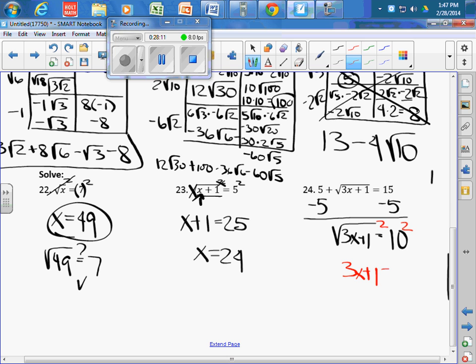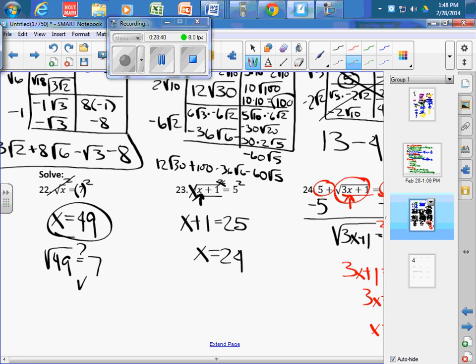Remembering, squaring both sides is the second thing on the list. 3x plus 1 is equal to 100. 3x is equal to 99. x is equal to 33. So what's 3 times 33? 99. Plus 1 is 100. The square root of 100 is 10. Plus 5, 15. It checks out.